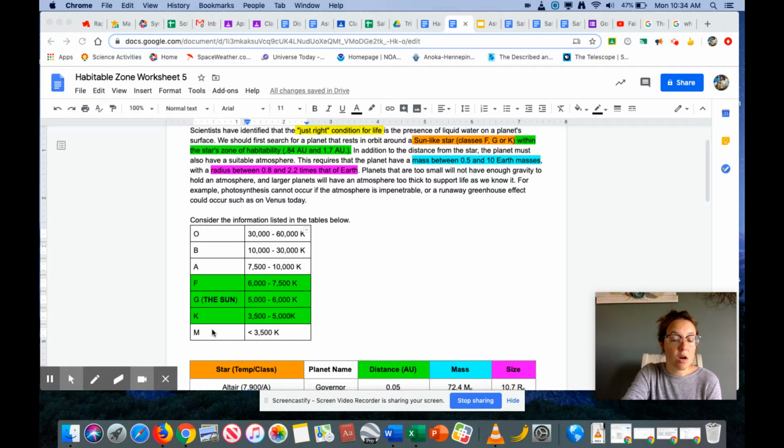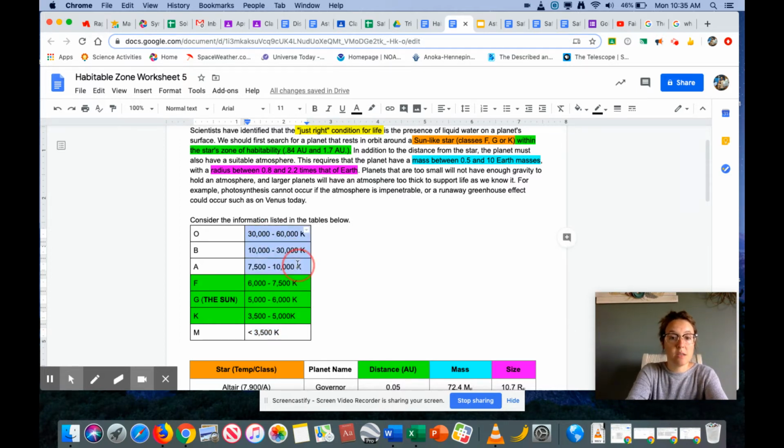If this star was an M star, it's cooler. So then we want the planet to be closer to that cooler star. Instead of 0.84 to 1.7, it would probably be like 1 point something to 2 or 3 point something, depending on where the temperature actually sits. The cooler the star, the closer the planet wants to be or can be.